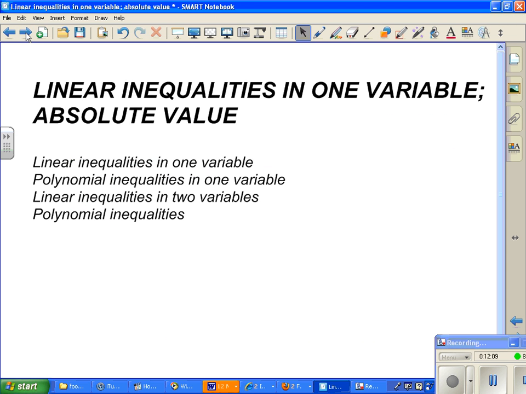Good stuff. So, linear inequalities, two variable inequalities with some quadratics. Basic idea, trying to decide where the solution's at. When you have an inequality, your solution set is much bigger. That's why we need to shade.